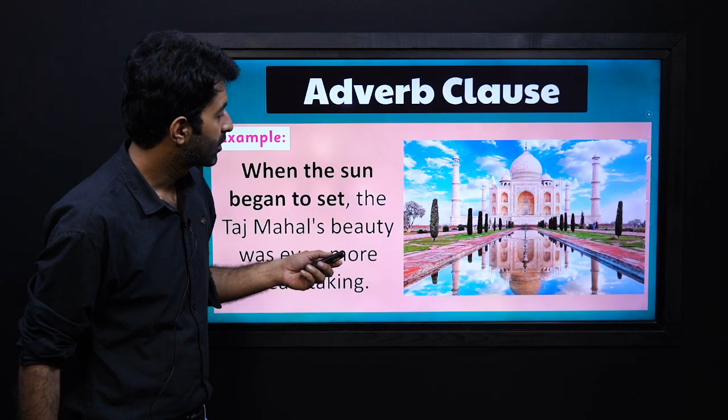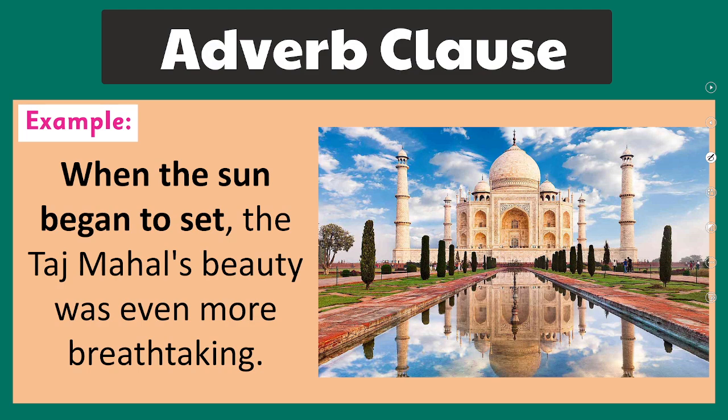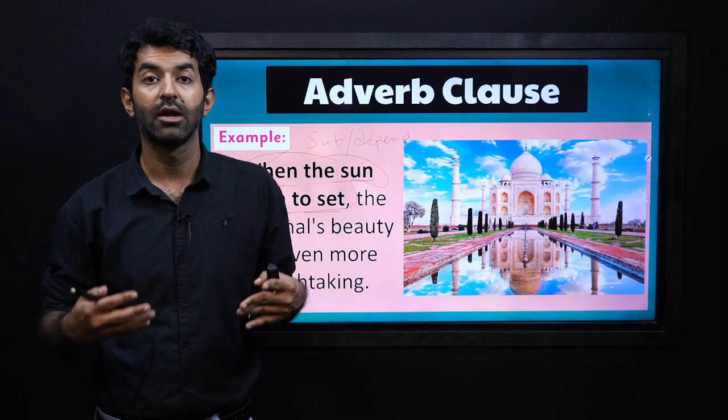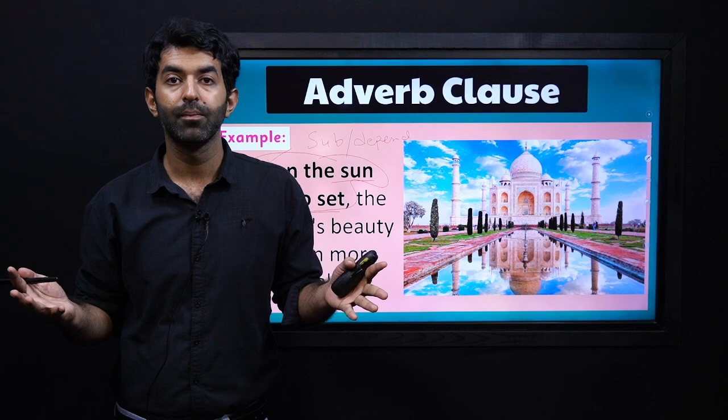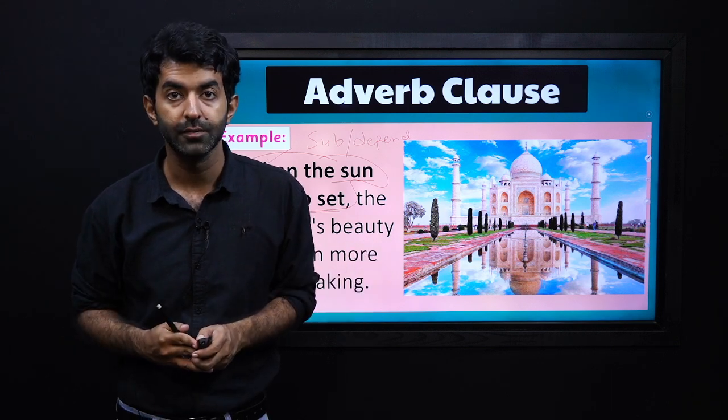Here, can you find out the adverb? When the sun began to set. This is our clause, and this is our subordinating clause or dependent clause. It has an adverb. It does not make complete sense because it is a dependent clause. So dependent clause plus adverb makes up an adverb clause.